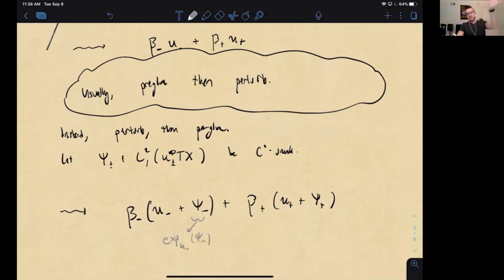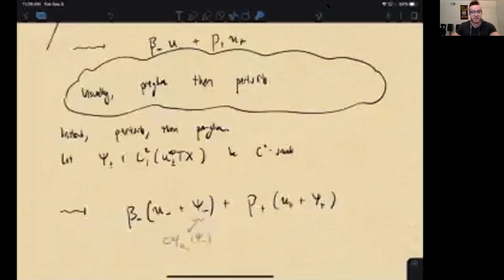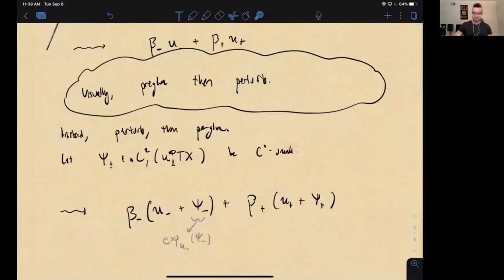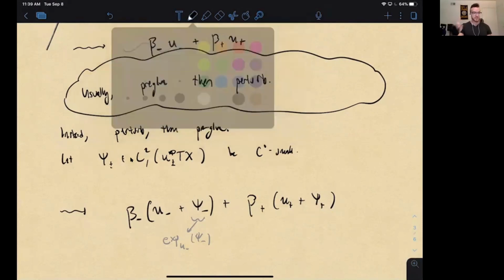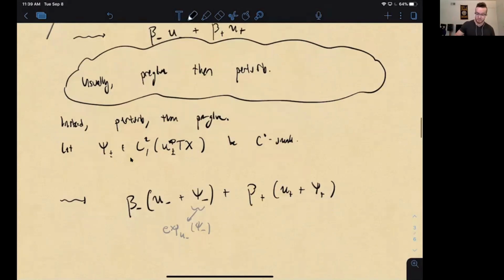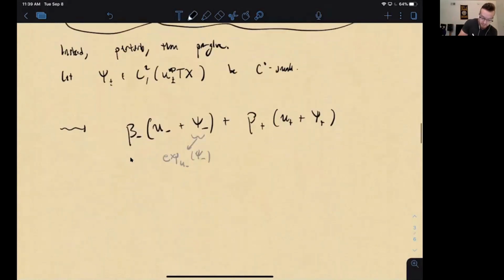So psi minus is like a section of this tangent bundle over U. So I can take an exponential map to push this actually onto the manifold, and then in my coordinate chart, I can actually add things. But I won't write that, and I will just use this slightly incorrect, but morally correct notation. Likewise over here. And again, these psi's are just perturbations of our flow lines. And the question is, I want this to be a flow line.